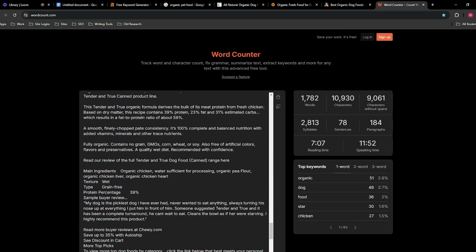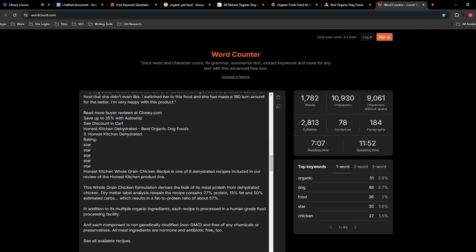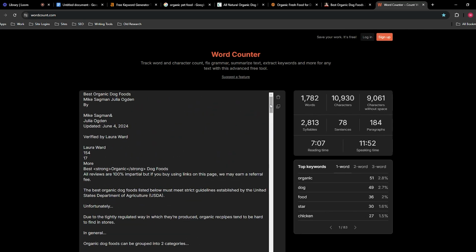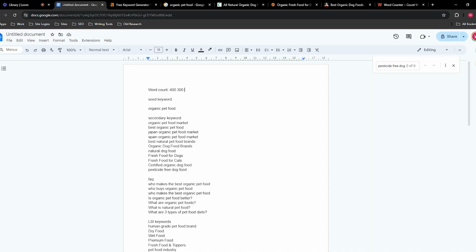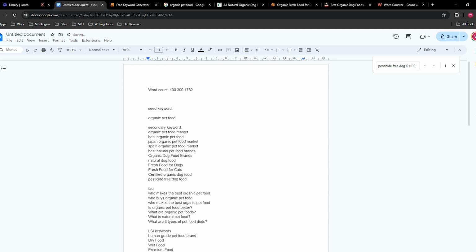When I copied this over, it copied a lot of stuff like the category pages and so on, so we have to be generous with the word count here. This is probably a better estimate of what we need to be targeting: 1782. One way we could do it is, because we went through all three articles and got a bunch of keywords from each one, we could simply combine the word counts and come up with a total of approximately 2,500 words. That would be the first way.